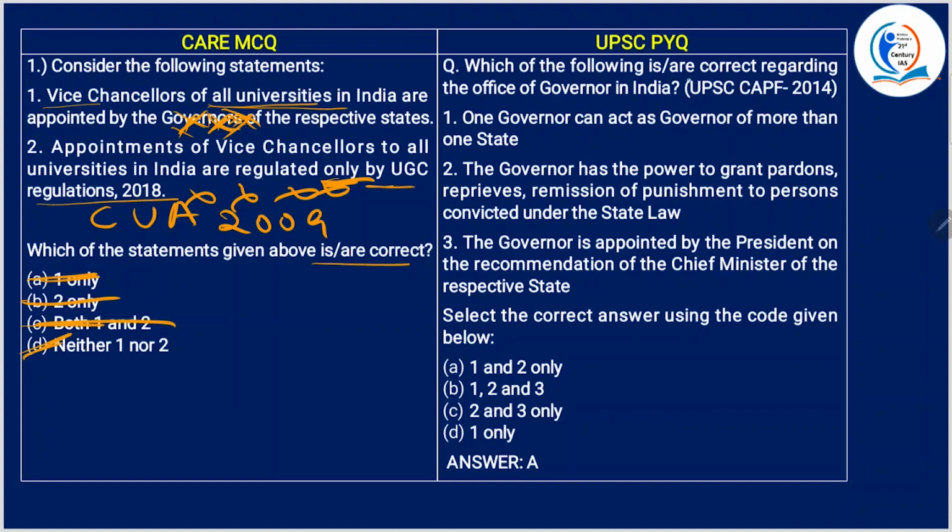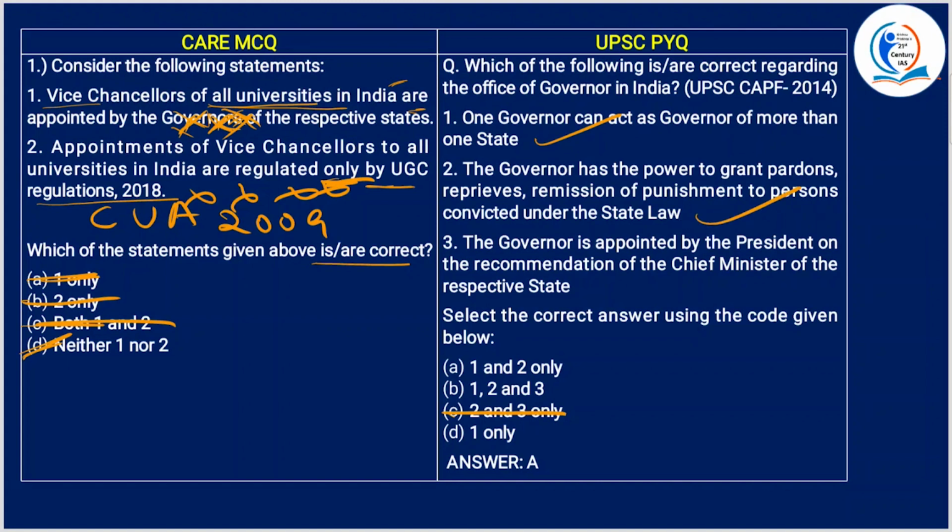Now, which of the following are correct regarding the office of the governor in India? One governor can act as a governor of more than one state. Just now we have seen the explanation for this first point. So this is correct. Then 1 is correct. C is gone. Now, the governor has the power to grant pardons, reprieves, remission of punishment to persons convicted under the state law. This is correct.